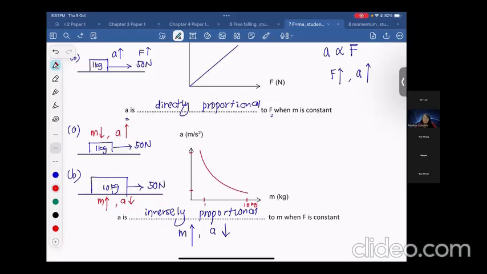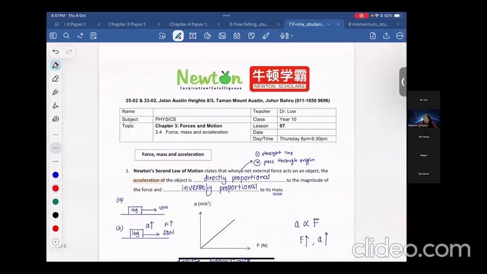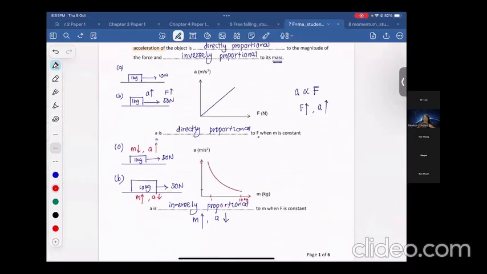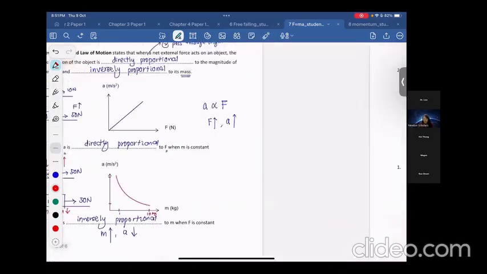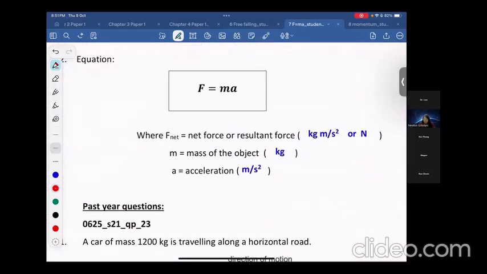Okay. How about others? Teresa is saying yes. If okay, we are going to page number 2, dear. Because of these two graphs, we form a formula. So here you see, we get F equals to ma. So if your force increases, your acceleration will increase. Do you agree? Okay, if your mass increases, your acceleration will decrease.